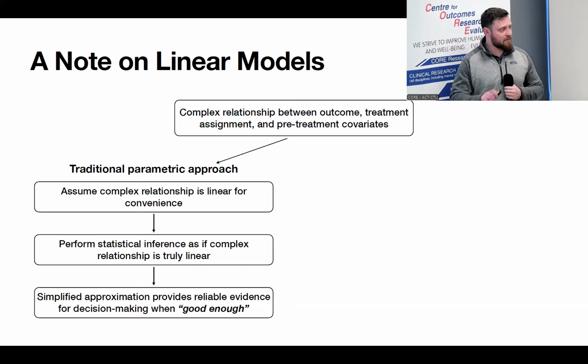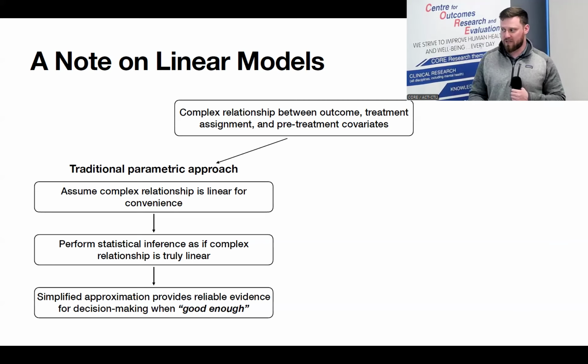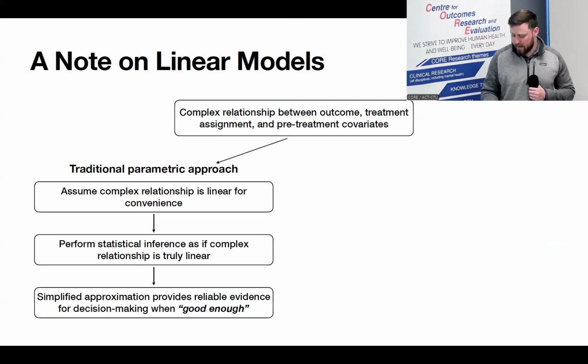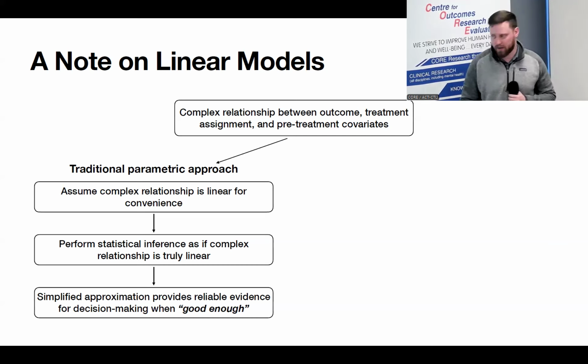And this is okay, because maybe it's convenience due to a lack of time to fit machine learning models or a lack of compute power to do it. From here, you then perform a statistical inference as if this complex relationship truly is linear, and then your approximation to reality will provide reliable evidence when that approximation is good enough. Of course, good enough is somewhat hard to quantify, but this is the general approach, right?